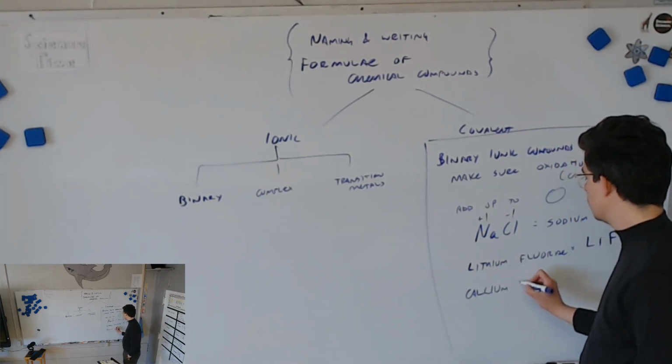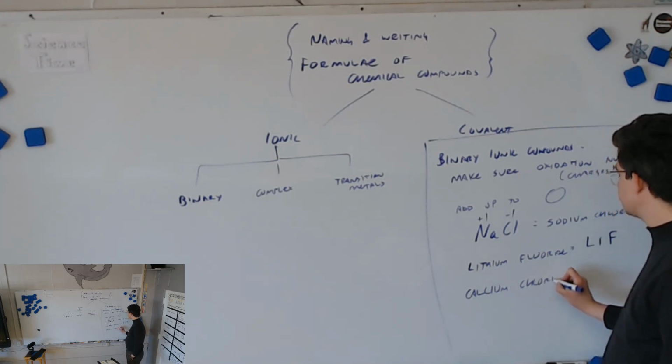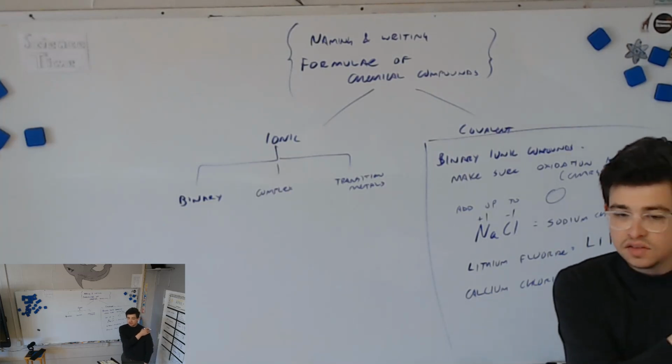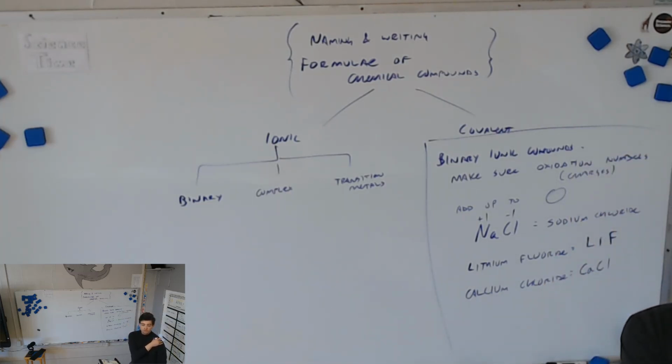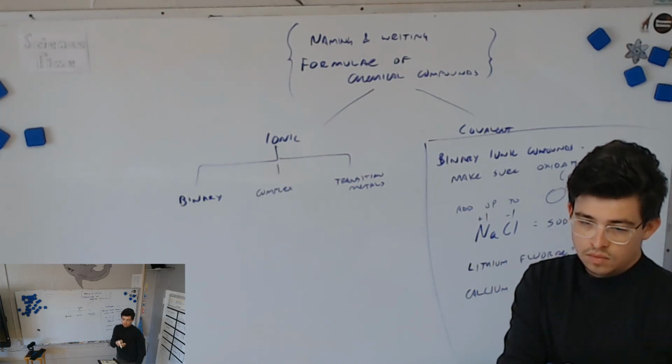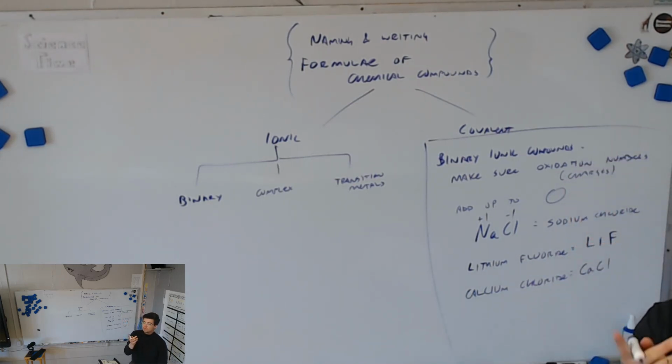Now, what if instead we had calcium chloride? So what's the first thing we need to do? Ca, capital C, lowercase a, and then Cl, capital C, lowercase l. But be careful. What's the charge on the calcium? And how do you know? Calcium is plus two, because it has two valence electrons. So its oxidation state is plus two.